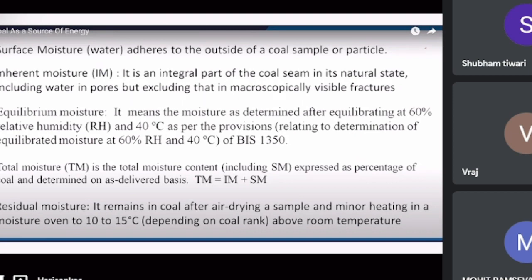So when we look at the properties of coal, we learned that moisture is an important property of coal. There are different kinds of moisture that we can find in coal. One is the surface moisture, which adheres to the outside surface of a coal sample or a particle. Then we have inherent moisture, which is an integral part of the coal seam in its natural state, including water in pores, but excluding that in macroscopically visible fractures.